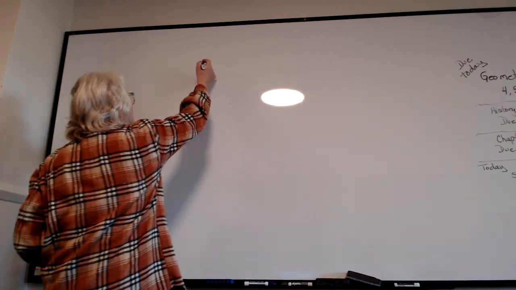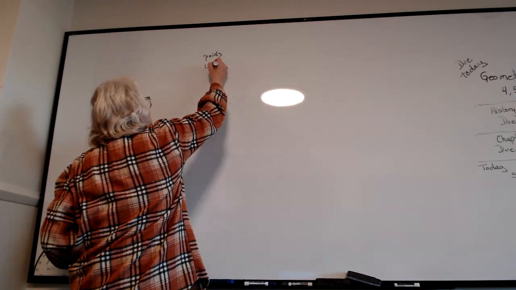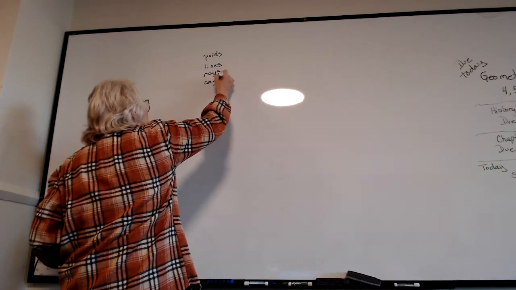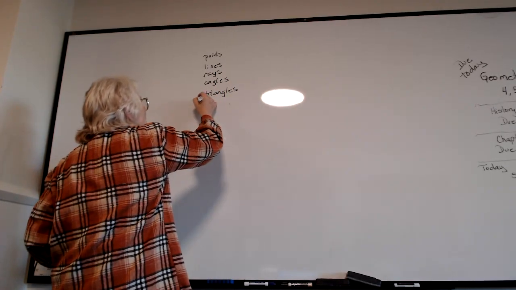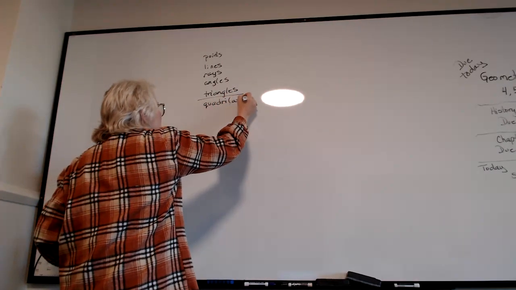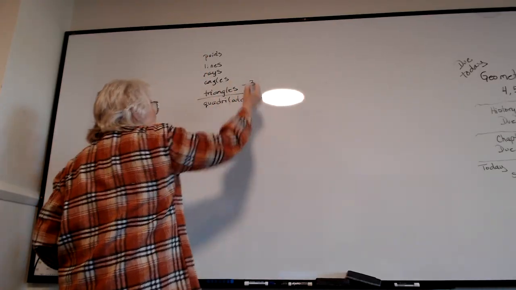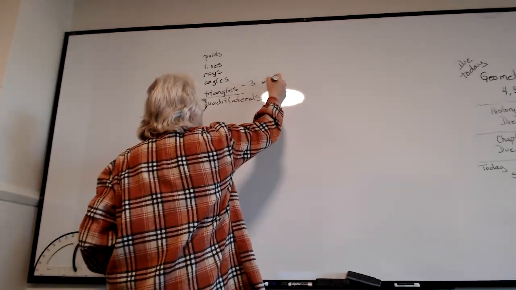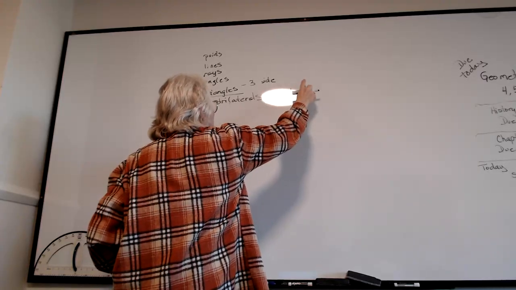We talked about basically lines. We started with points, then we went to lines and rays and angles, then we went to triangles. Okay, now we are going to quadrilaterals. Okay, so we've done this. This is basically a three-sided figure. A quadrilateral is a four-sided figure. It has four sides. Okay.